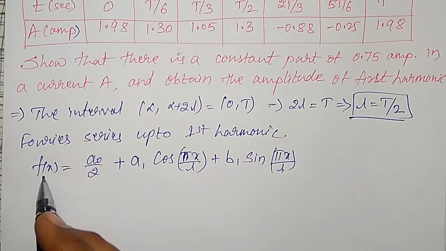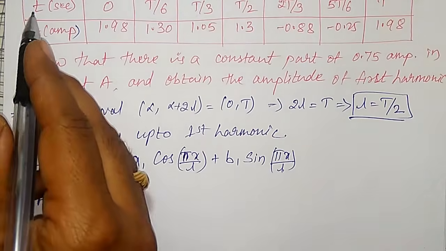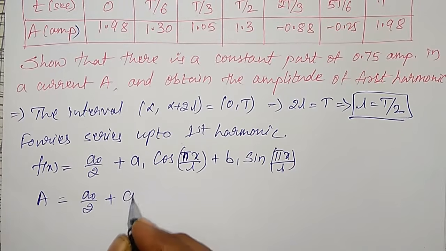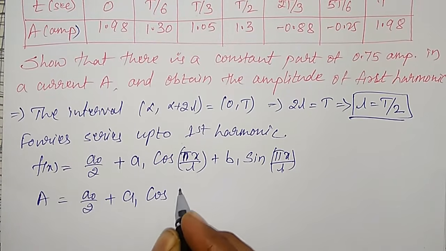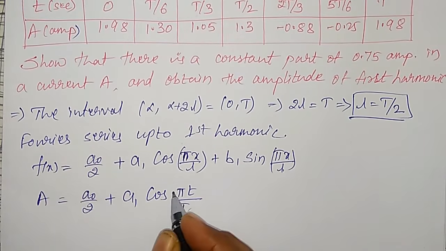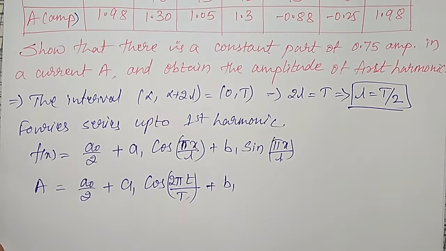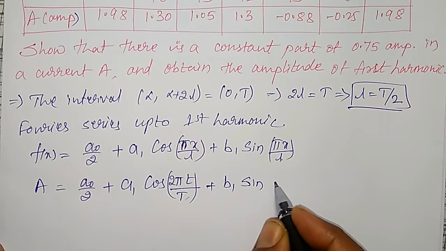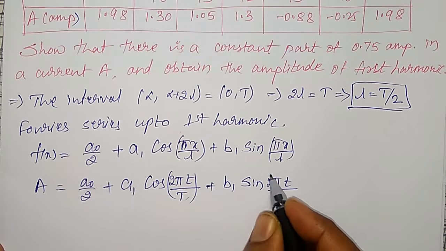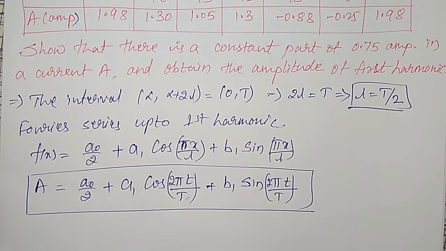Okay, let me substitute L. f of x is my current A, and x is nothing but t. My independent variable is t. Therefore, it is a0 by 2 as the constant term plus a1 cos of pi t divided by L, where L is T divided by 2, so I will write it as 2 pi t by T, plus b1 into sin of pi t divided by T by 2, again it is 2 pi t by T. This is the required Fourier half-range first harmonic.